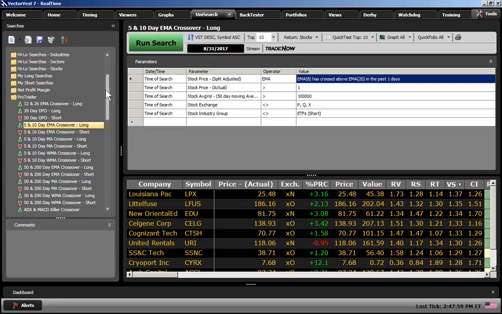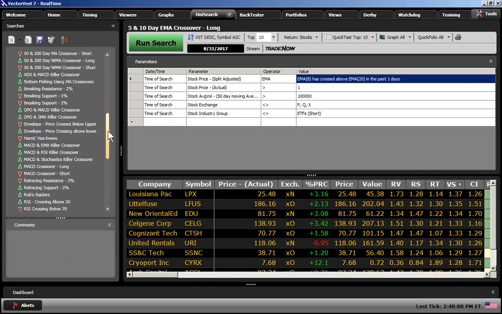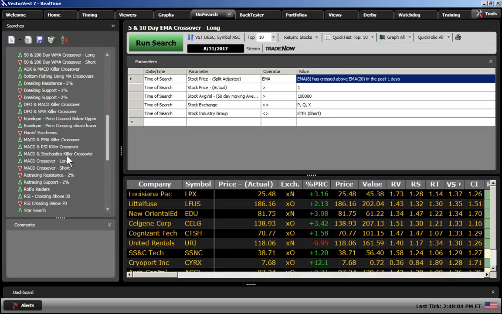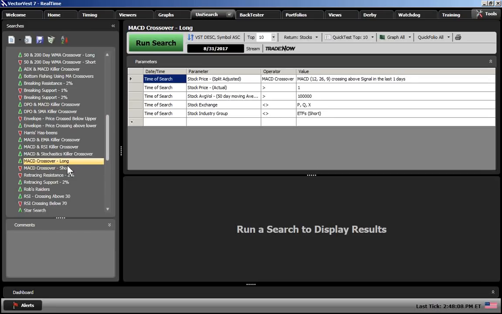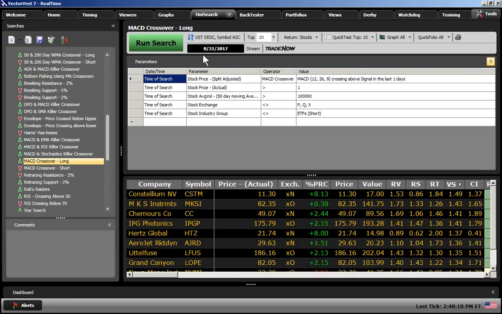All right, let's go use another aggressive one. We were looking at MACD, right? Let's go with a MACD crossover. I want to save that. Simple MACD crossover. All right, starting from 8/31. Quick test the top 10.